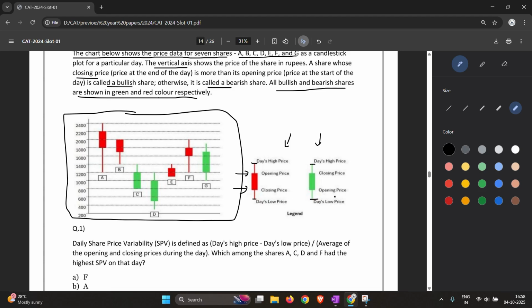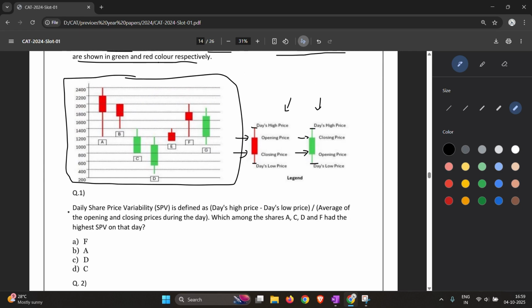So these are the same in green as well. The only difference is in the green share, the opening price is low and the closing price is higher than that. So that means the share rose in price during that day. So using this data, we have to answer a few questions.